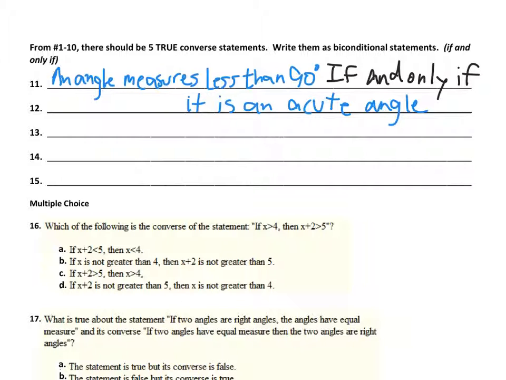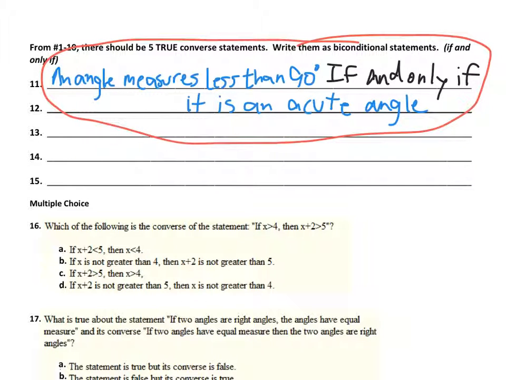Now that took quite a bit of room. That answer is only good for problem number 11. But because the original statement was true and the converse of the original statement was true, we could write that as one singular statement using an if and only if instead of an if then, and that is called the biconditional.